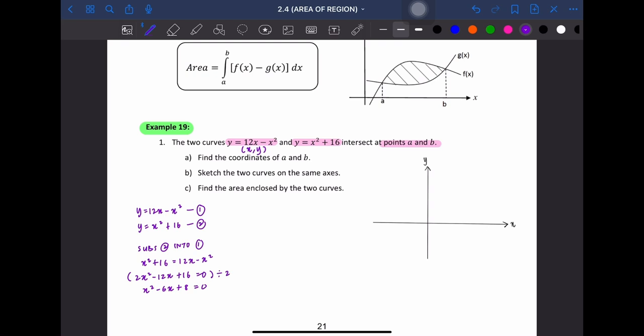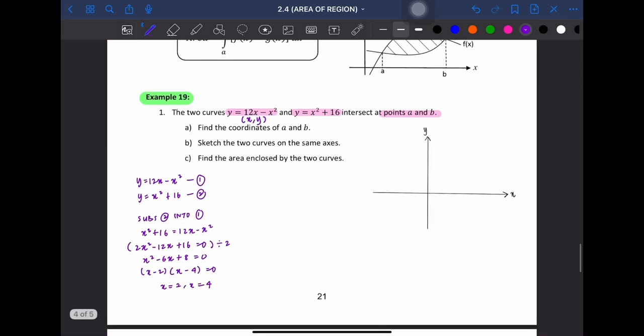Okay, so using the calculator, you're going to get two factors, which is the first one, x minus 2, and then second one, x minus 4 equal to 0. So you get two values of x, which is x equal to 2, x equal to 4. Okay, so we already get two values of x, because we have 2 points, right? But we need to find the value of y too. Okay, so you can just substitute the value of x into either 1 or 2. You can use either one. Okay, so substitute into the equations.